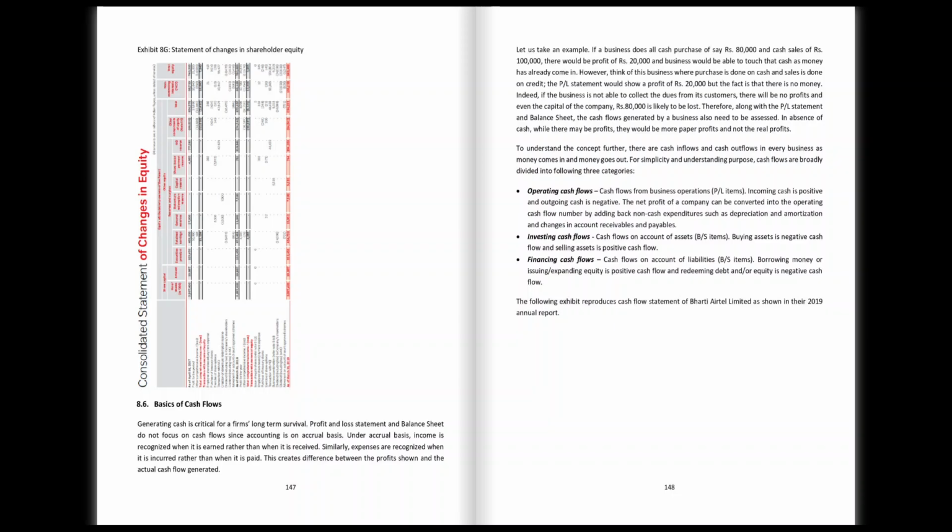Operating cash flows from business operations, P&L items. Incoming cash is positive and outgoing cash is negative. The net profit of a company can be converted into the operating cash flow number by adding back non-cash expenditures such as depreciation and amortization and changes in account receivables and payables. Investing cash flows on account of assets, BS items. Buying assets is negative cash flow and selling assets is positive cash flow.